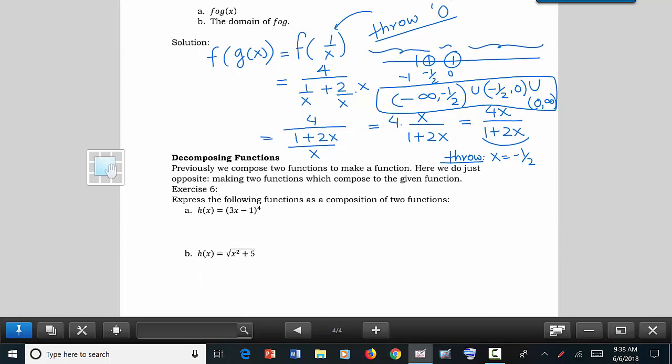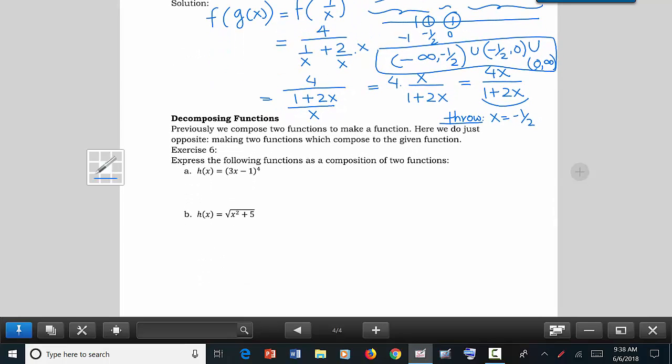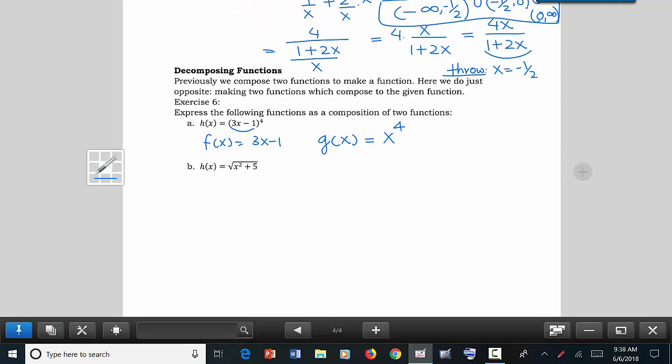Now we did the composite in the previous problems. Now here let's decompose. The composition is already given, so what two functions can we compose so that we end up with this? Obviously one function could be f of x equals 3x minus 1. And another function could be, you could have different answers, by the way, x to the power 4. If you combine these two, you will get the function given.